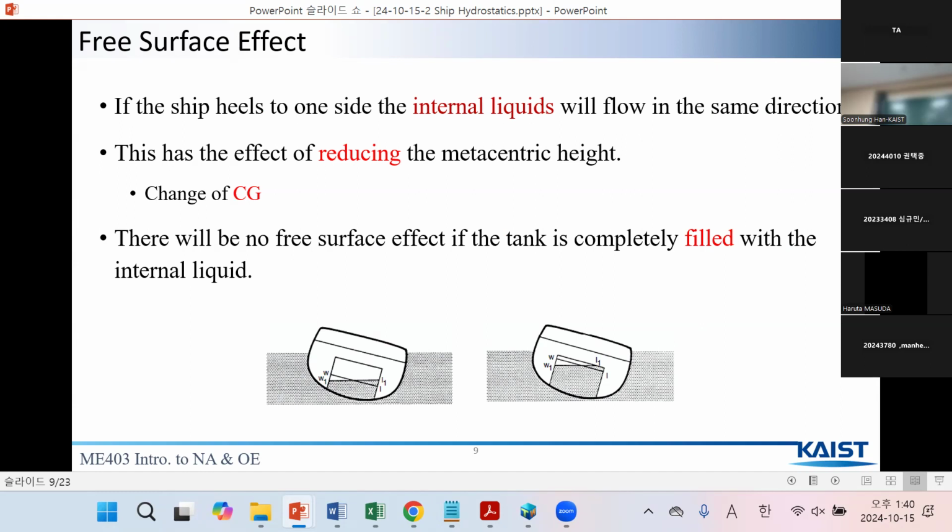But when the ship is heeling, the heeling moment is increased because of the movement of fluid. If the tank is full, there is no movement. But if it is going down, the movement is different. So you should check for the stability also.